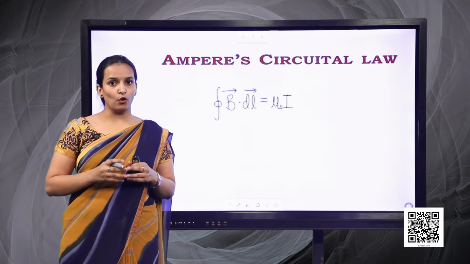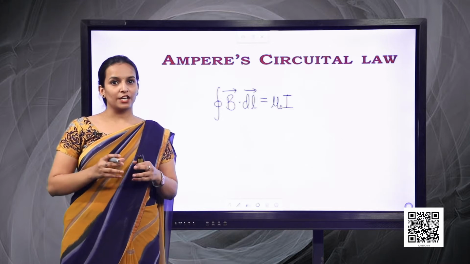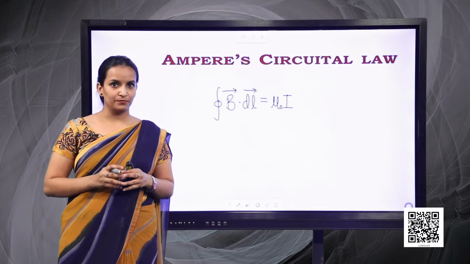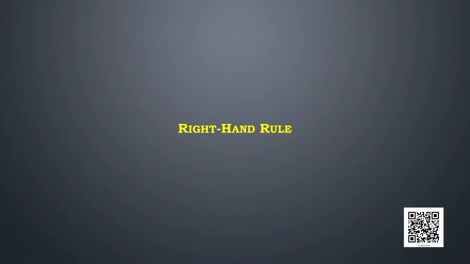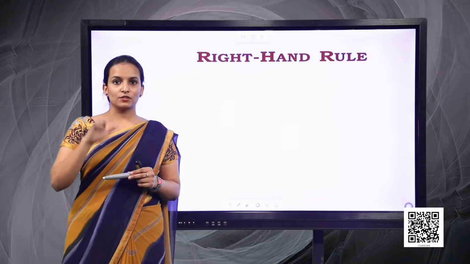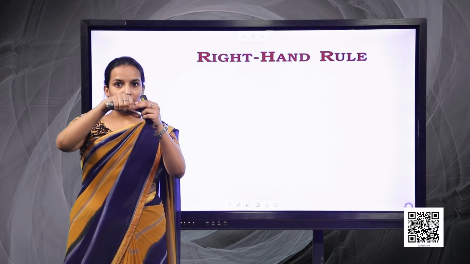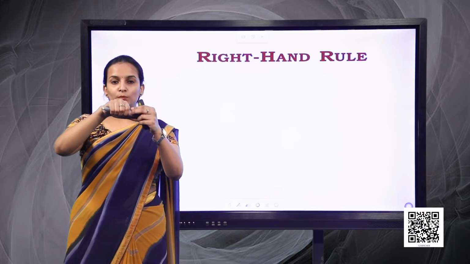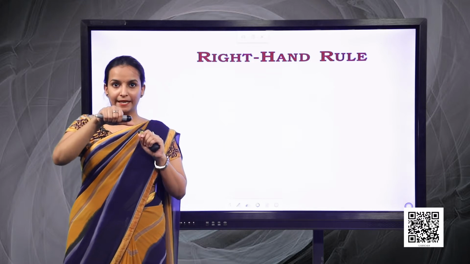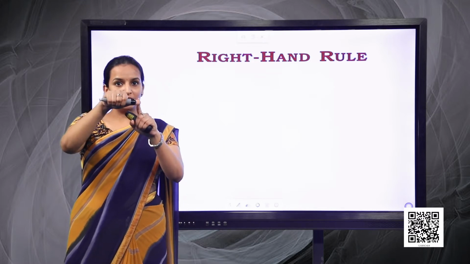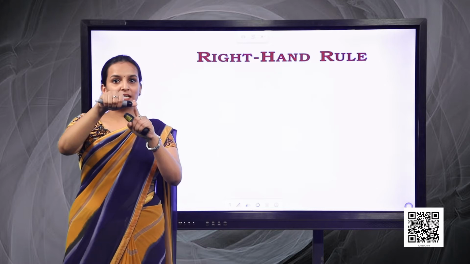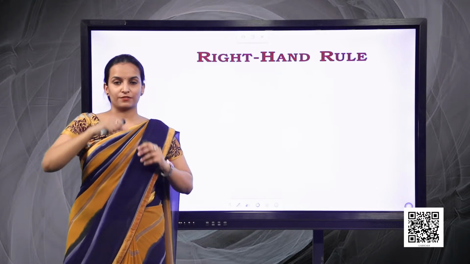This relation involves a sign convention given by the right hand rule. Okay, let's understand how to use the right hand rule. Curl the fingers of the right hand in the sense in which the boundary is traversed in the loop integral of B dot dl. Then the direction of the thumb gives the sense in which the current I is regarded as positive.